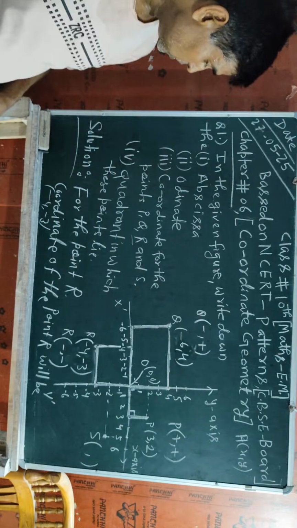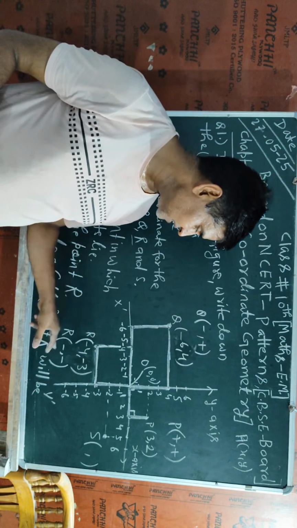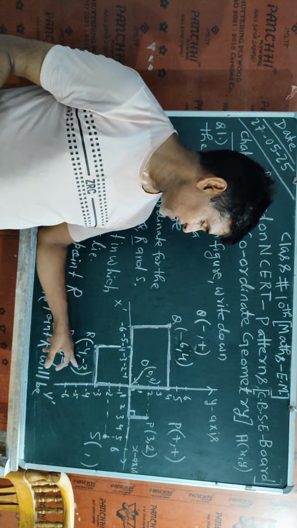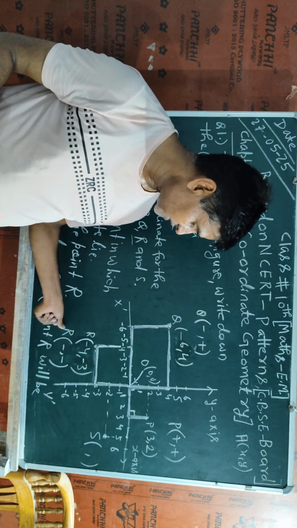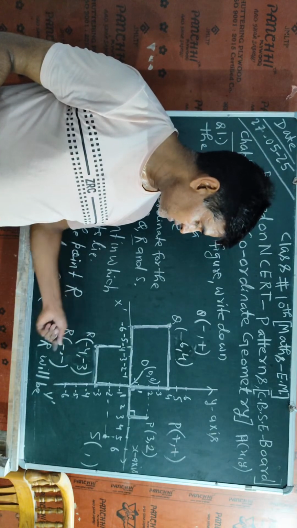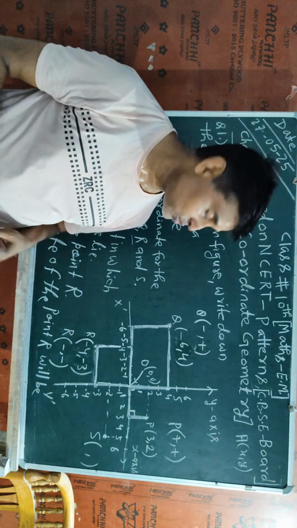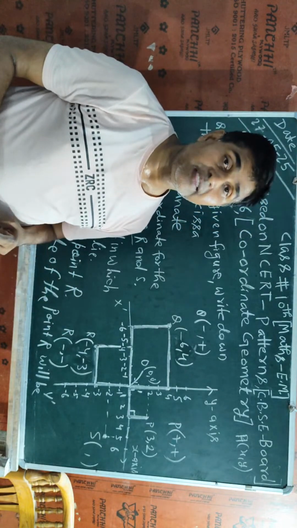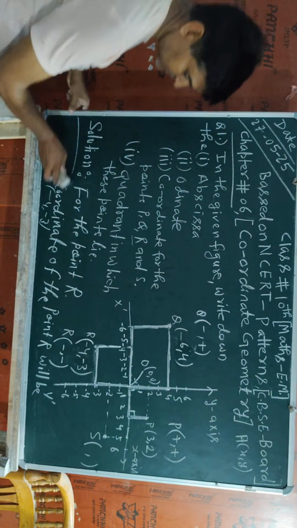Okay student, so I have already written here the sign convention of the point R. From the 4 I have taken the minus sign, from the 3 I have taken minus 3. So I have got the sign of point R, that is minus minus. This minus minus sign exists in the third quadrant. So I will say the point R is lying in the third quadrant. Okay students, so that information I will also write here.